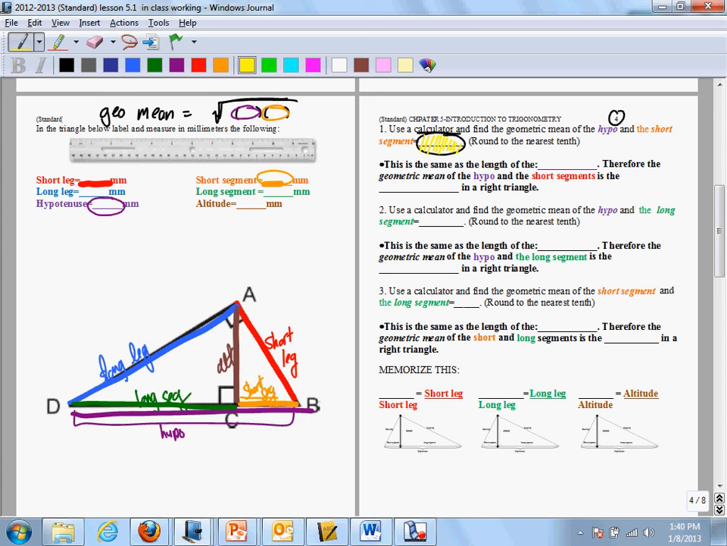Okay, that is square root. You multiply and square root. Okay, now listen very carefully. This is the key to the whole lesson.